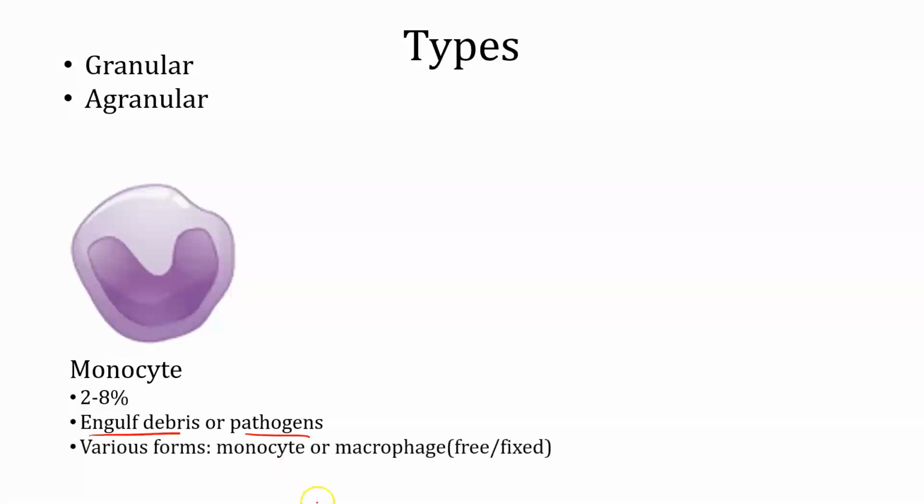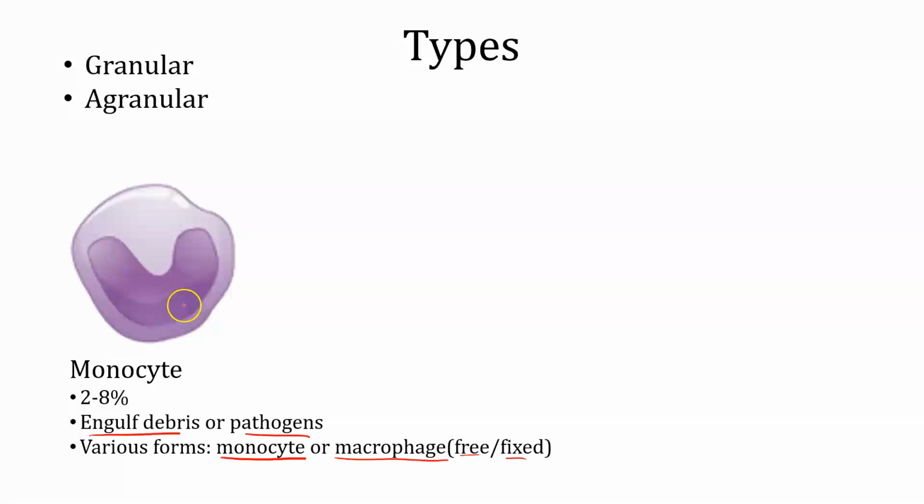These are interesting because there's a couple different forms. A monocyte refers to the name of this cell when it's in the blood, but oftentimes these won't just stay in the blood. They'll enter a tissue, and as soon as they leave the bloodstream and enter the tissues of the body, they're now called a macrophage. So maybe you've heard of that. Macrophages can be either free or fixed, meaning they can either stay in a permanent spot or they can move around in the tissues of the body.